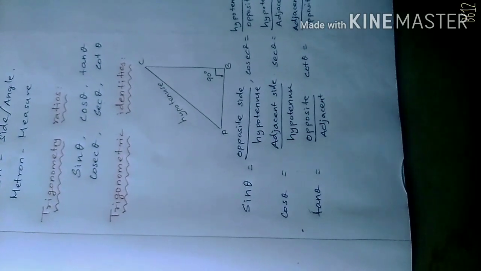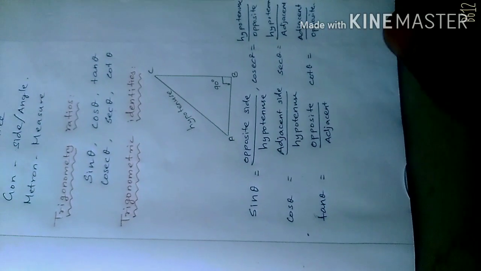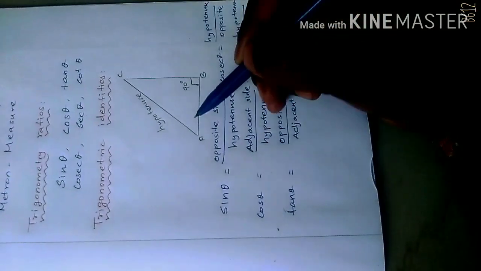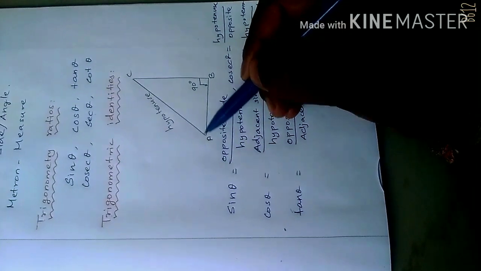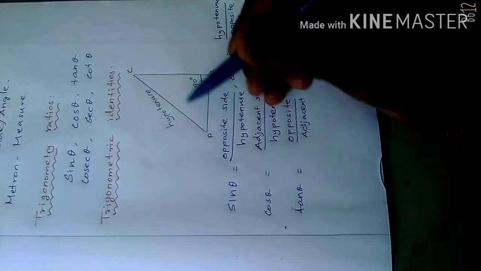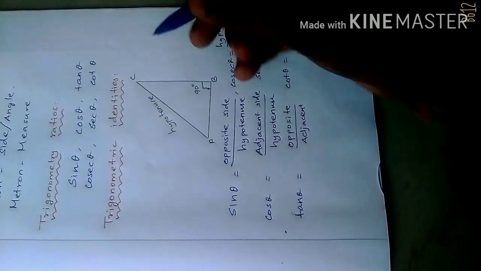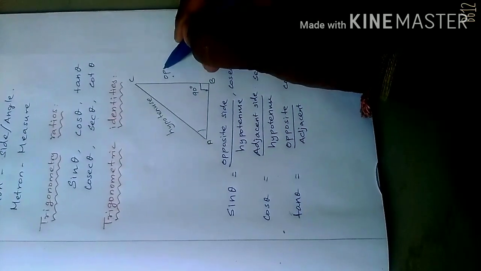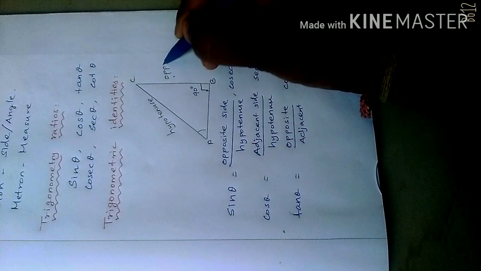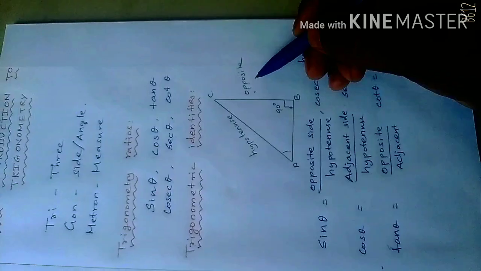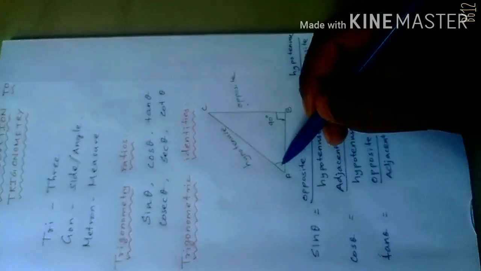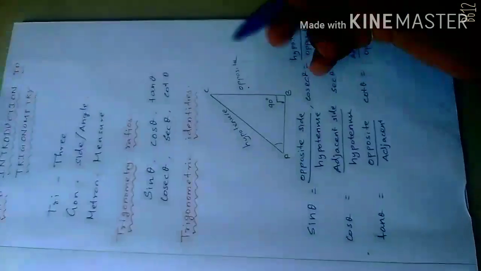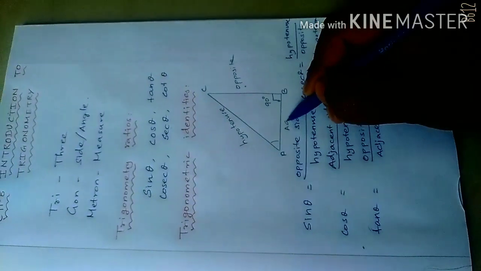Now it is very important to know adjacent and opposite. Suppose they are asking for angle A, we have to find sine A. Side BC is opposite to angle A, so it is the opposite side. The side opposite the angle is called the opposite side. Next, what is remaining? Adjacent. So here is the adjacent side.